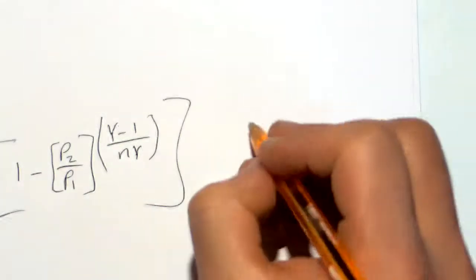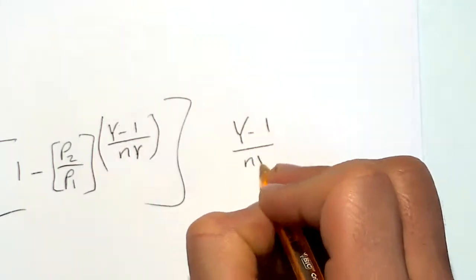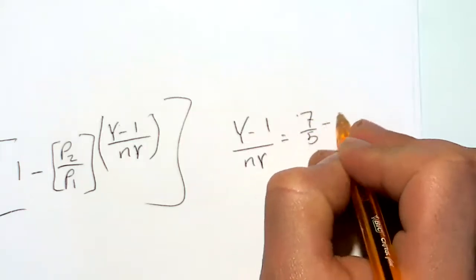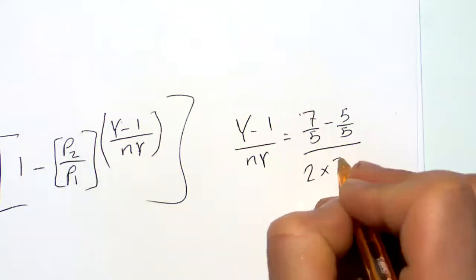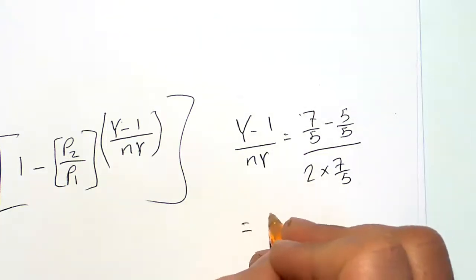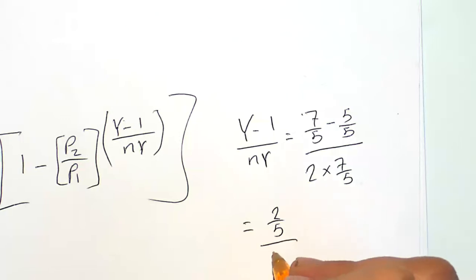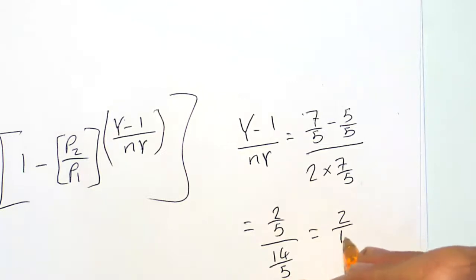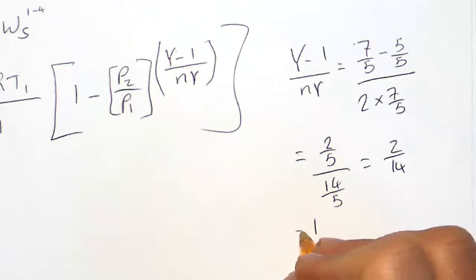And to calculate gamma minus 1 over n gamma, where n is the number of stages, it equals 7 over 5 minus 5 over 5, all over 2 times 7 over 5. Therefore it is 2 over 5 over 14 over 5, which equals 2 over 14, and hence it equals 1 over 7.